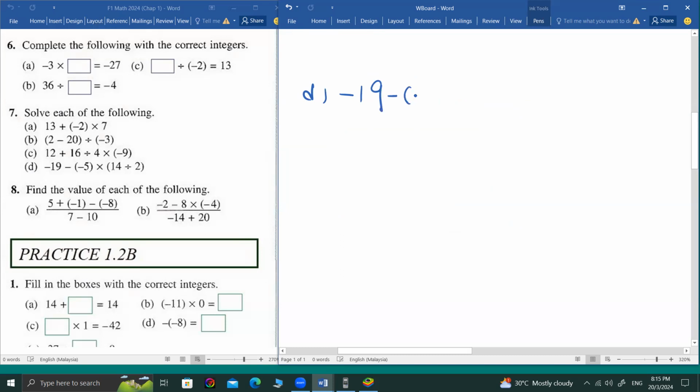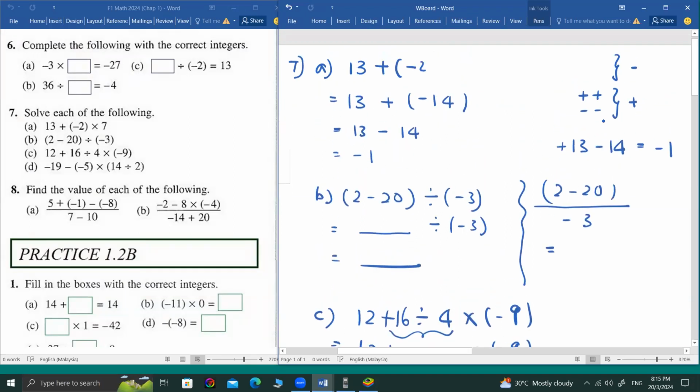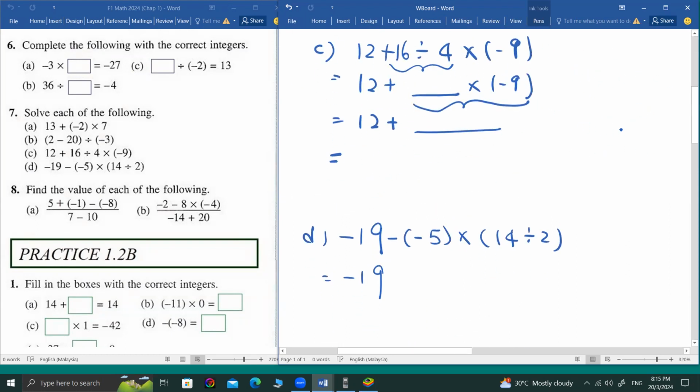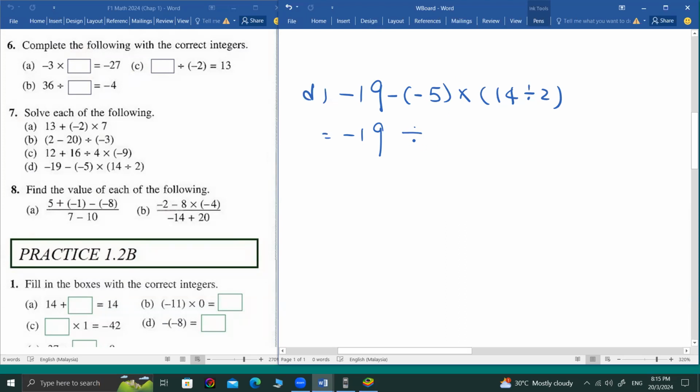-19 minus -5 times 14 divide 2. So, do the brackets first, right? Okay, -19. But when you see these two that meet, remember? Always when you see the two signs that meet, you change first. So you calculate this first.